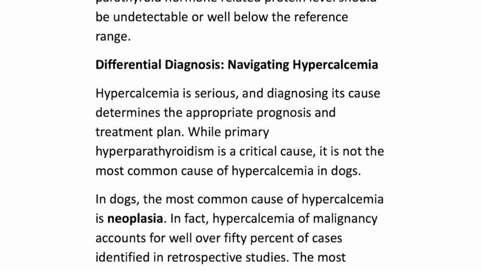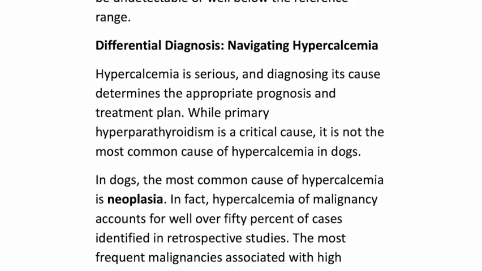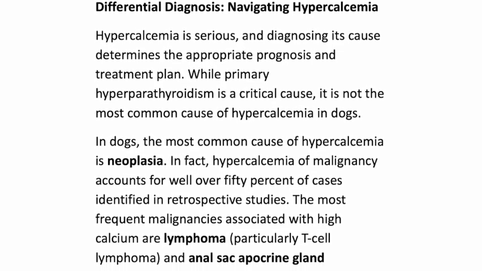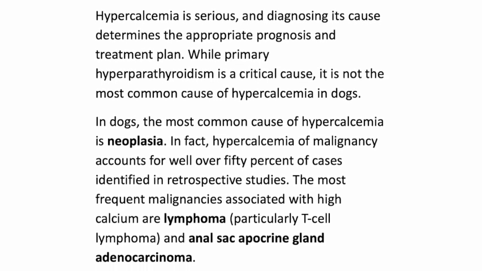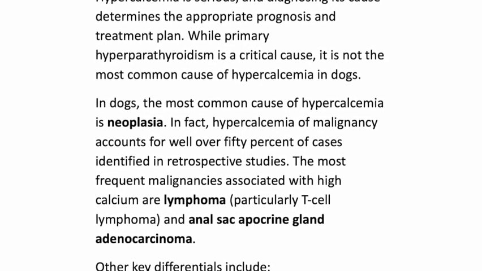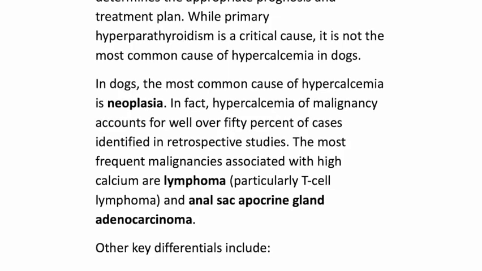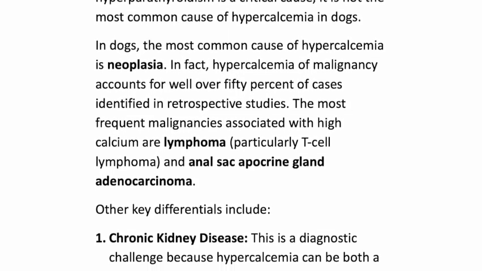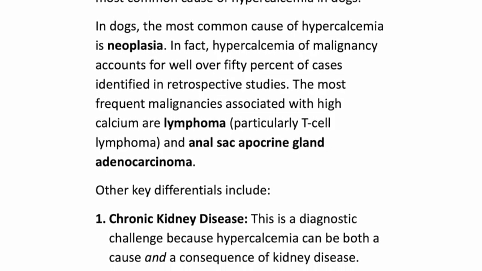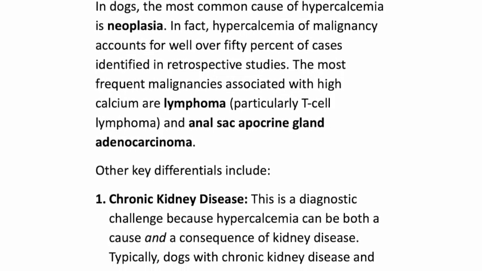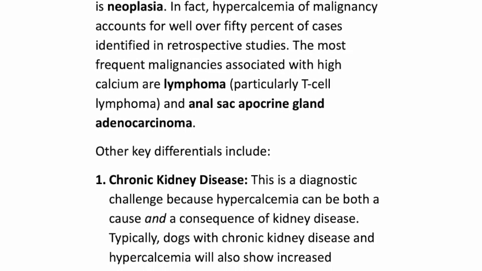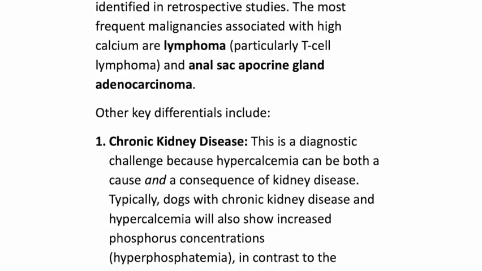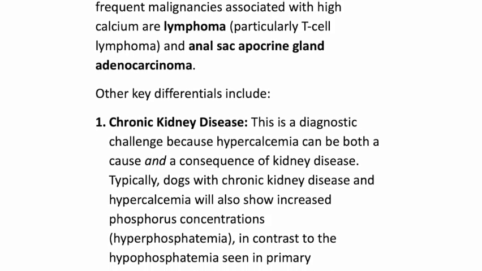Differential diagnosis: navigating hypercalcemia. Hypercalcemia is serious, and diagnosing its cause determines the appropriate prognosis and treatment plan. While primary hyperparathyroidism is a critical cause, it is not the most common cause of hypercalcemia in dogs. In dogs, the most common cause of hypercalcemia is neoplasia. In fact, hypercalcemia of malignancy accounts for well over 50% of cases identified in retrospective studies. The most frequent malignancies associated with high calcium are lymphoma, particularly T-cell lymphoma, and anal sac apocrine gland adenocarcinoma.